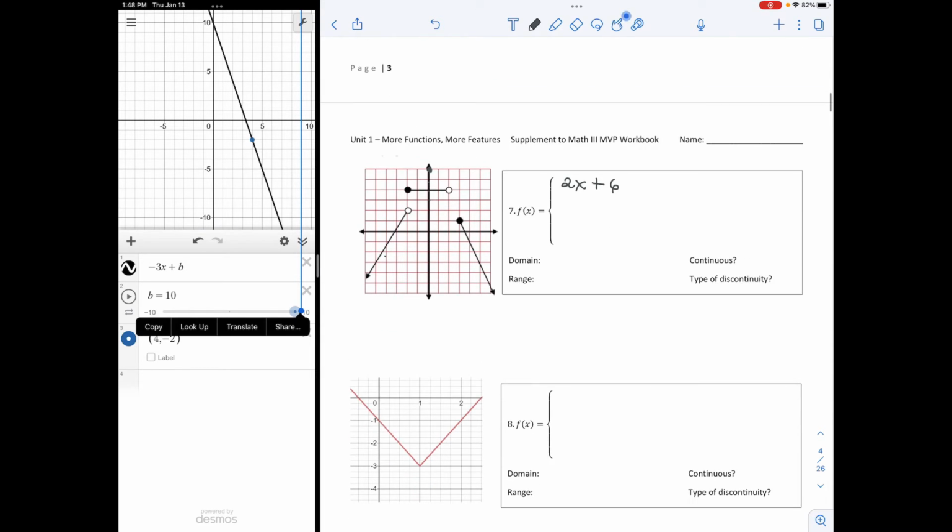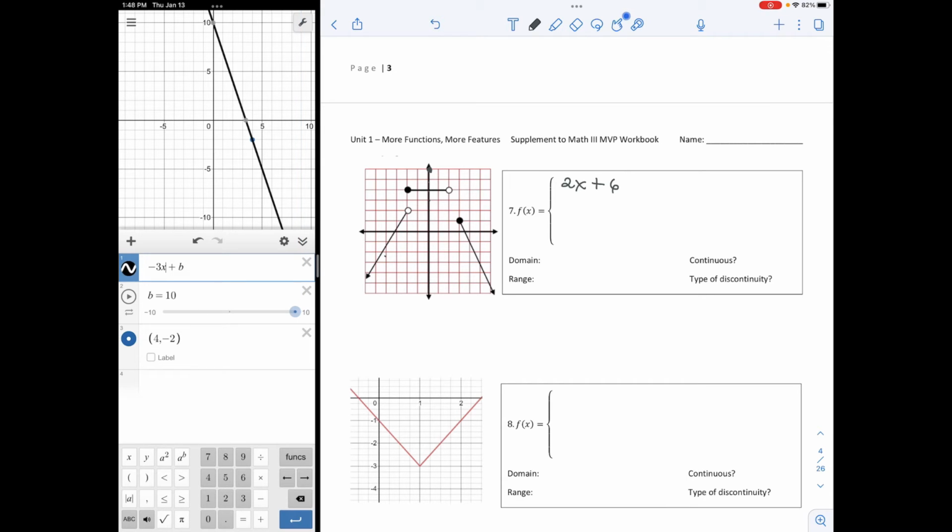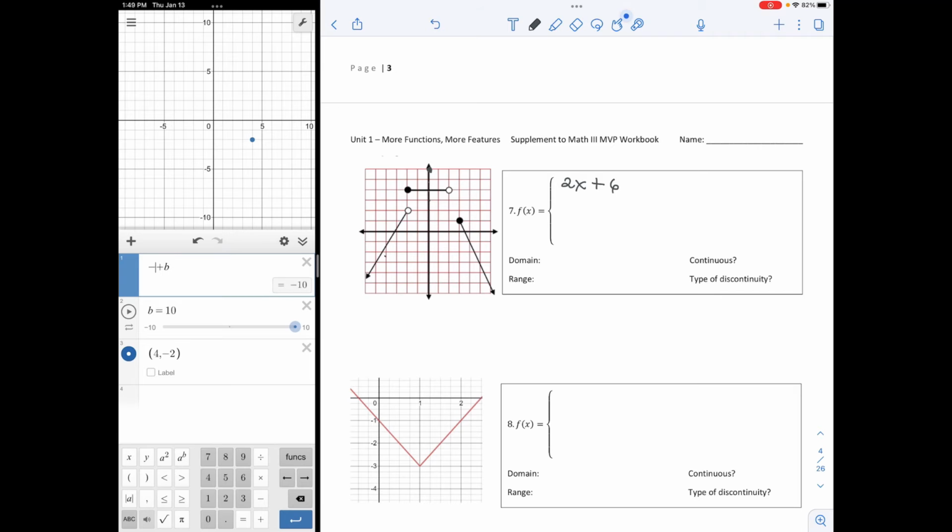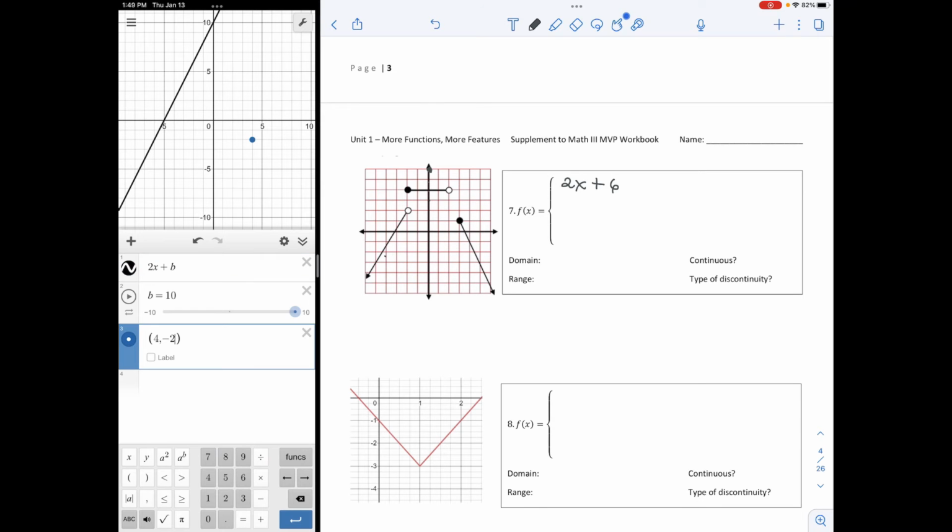But if you don't like that, we can use our handy dandy Desmos and make this 2x plus b. We can make that 2x plus b. And our point that we wanted to go through, we can do negative 2 and 2. So we can do (-2, 2).